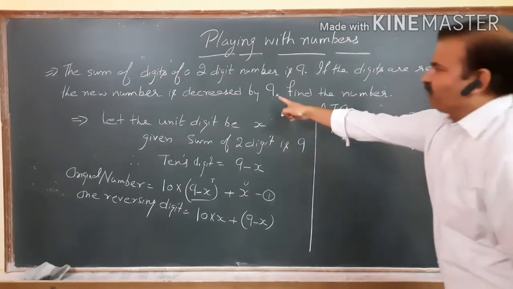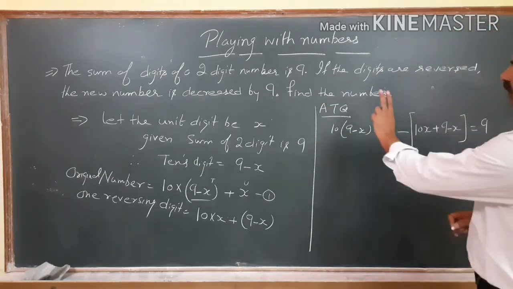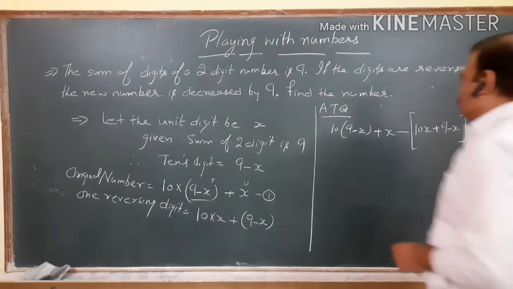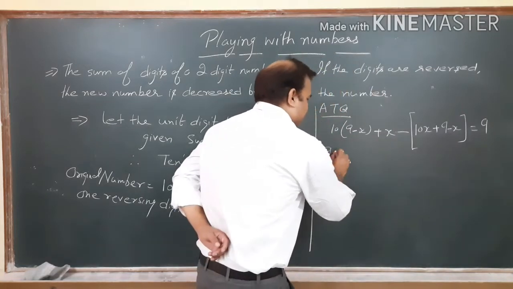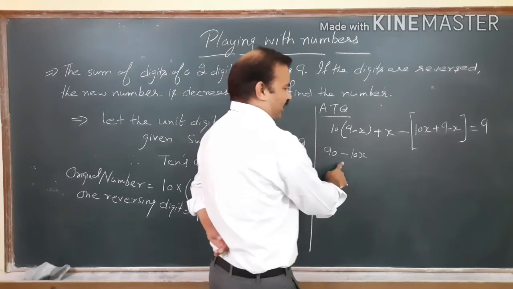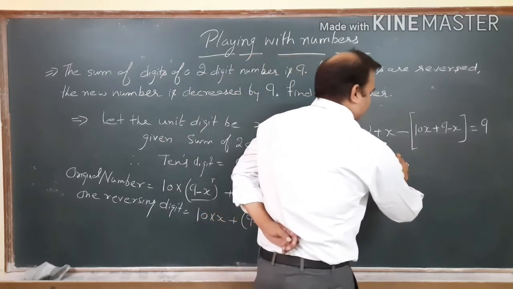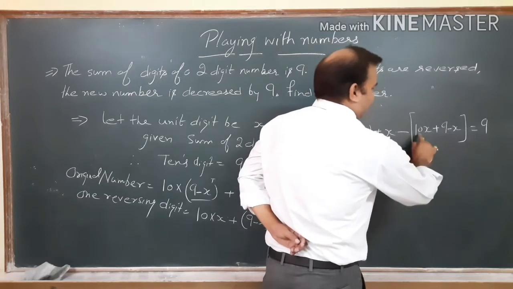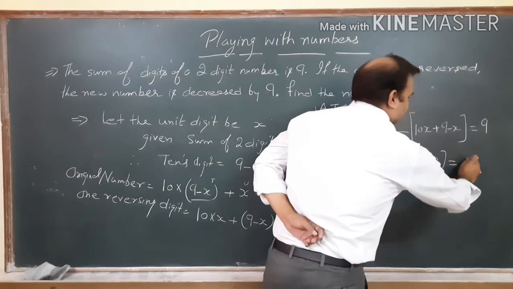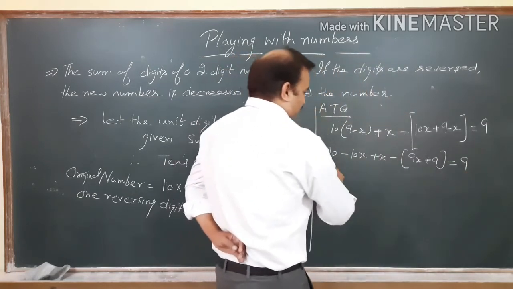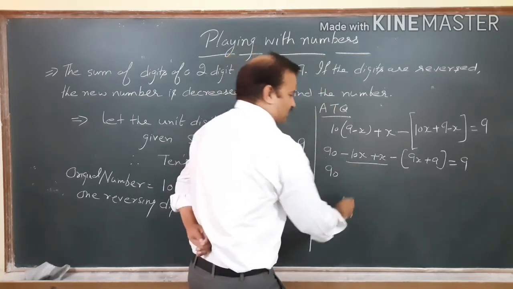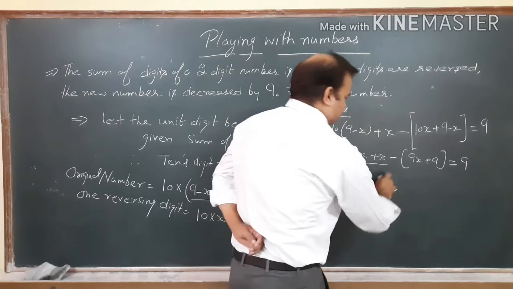And what is the difference? The difference is 9, because on reversing the digits, the number is decreased by 9. So now 10 nines are 90, 10 into x, 10x, and this is minus, so we'll write minus x. Then we'll solve the bracket: 10x minus x will become 9x plus 9 is equal to 9. Now this is 90, operate this: minus 10x plus x will become minus 9x.